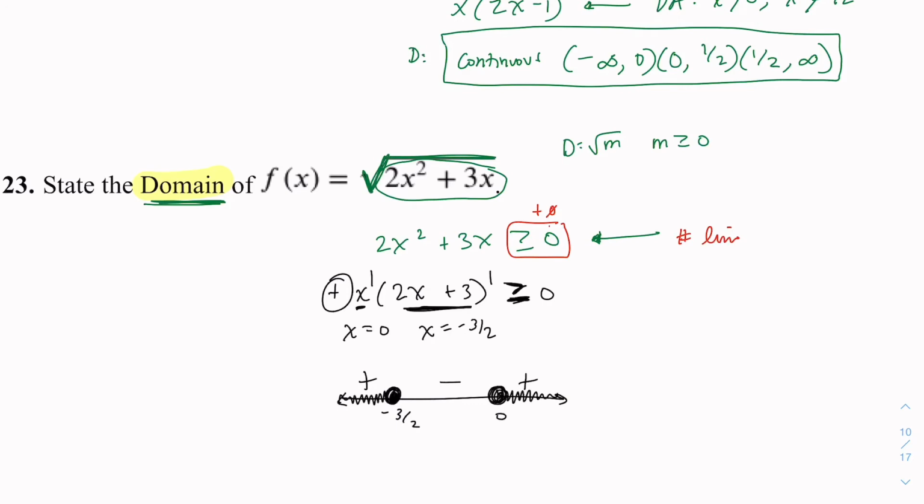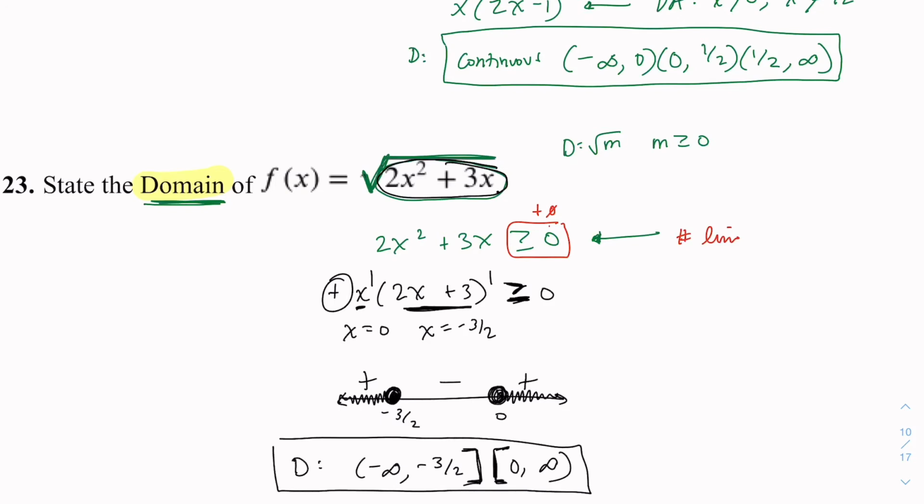Therefore, the domain of the function, right, where the guy under the square root is positive or equal to 0, is all numbers from -infinity to -3/2, inclusive, and then picking back up, including 0, and going to infinity. And that is our domain.